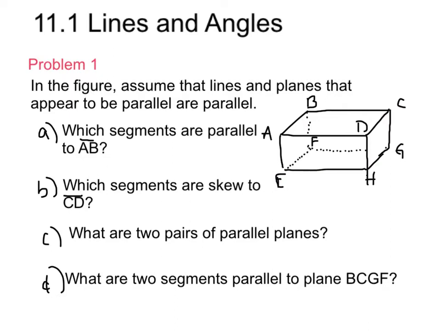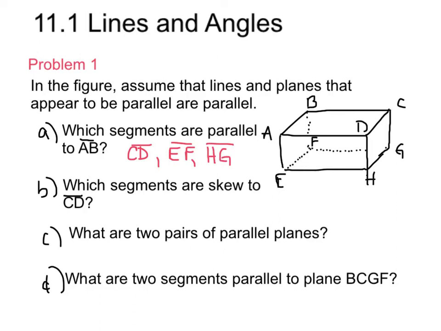Let's start by naming them all. Segment AB is right here. So what segments are parallel to this? Well, we could say segment CD, or we could say segment DC. That's right here. We could say segment EF. We could also say segment HG. All three of those answers are what we need to put for A. You can't just pick one because it says which segments are parallel. We have to name all of them.